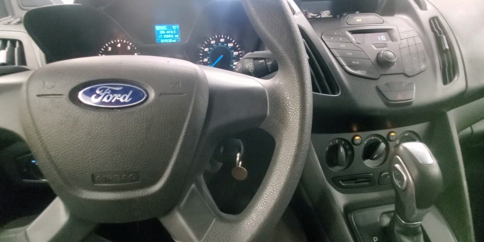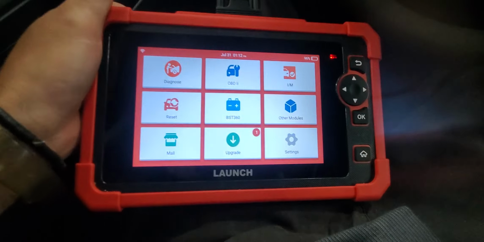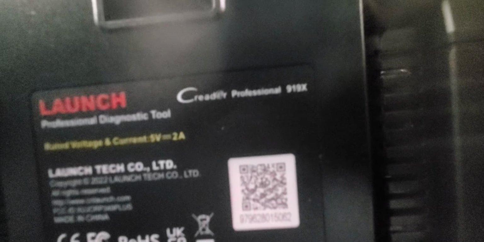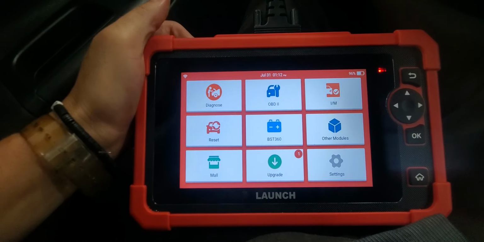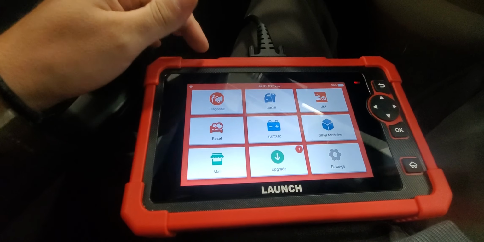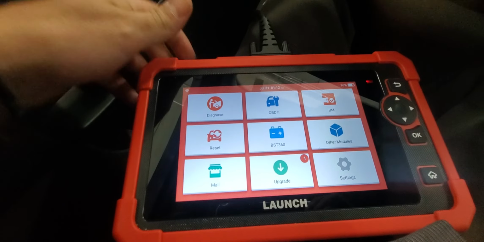When I scanned it with the computer, I have a scanner here. This is the Launch 919X. Very good scanner. I also have a video on this doing a review. Check it out.